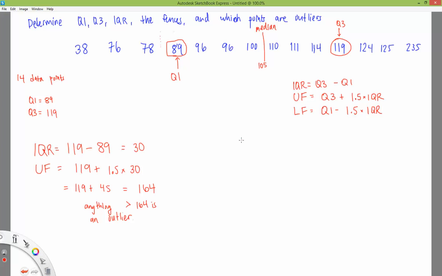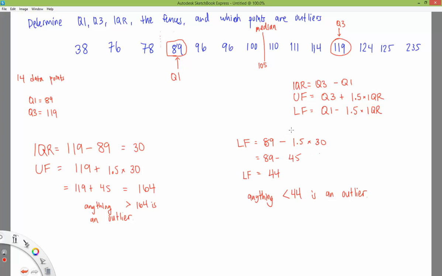Okay. The lower fence, same idea. Q1 is 89. A common mistake is to use 119 twice, or use something other than Q1 there. So Q1, 89, minus 1.5 times the IQR. IQR being 30. So I get 89 minus 45, and I get 44. Lower fence of 44. So anything less than 44 is an outlier.